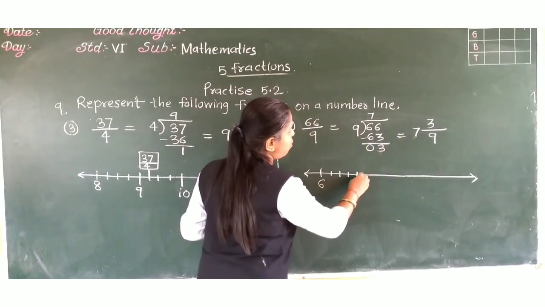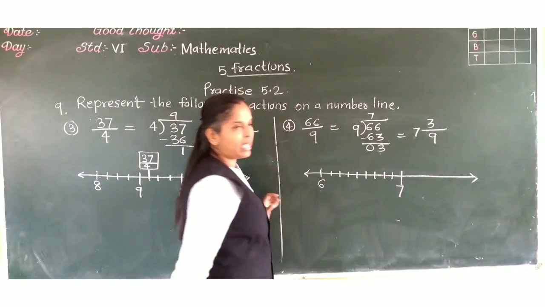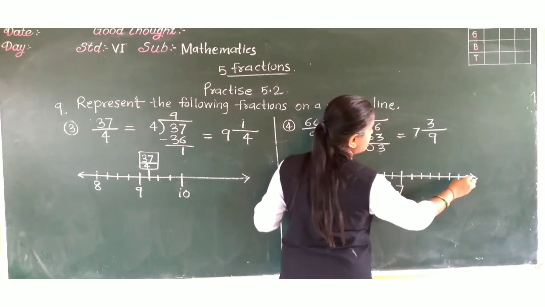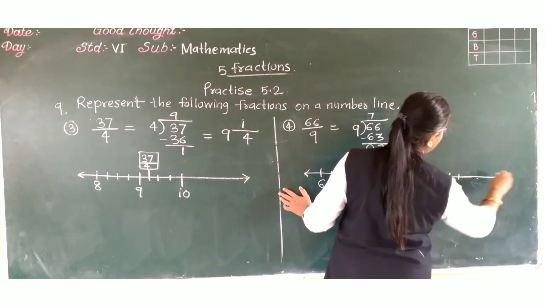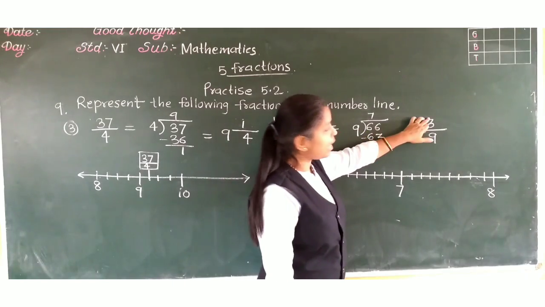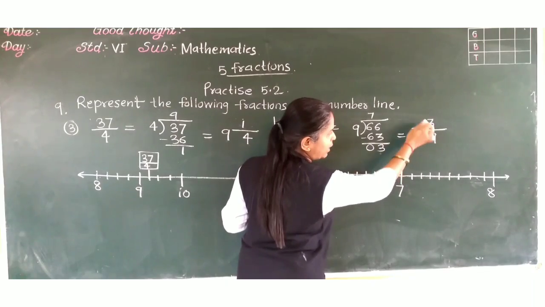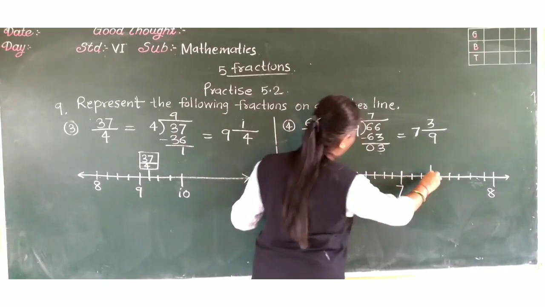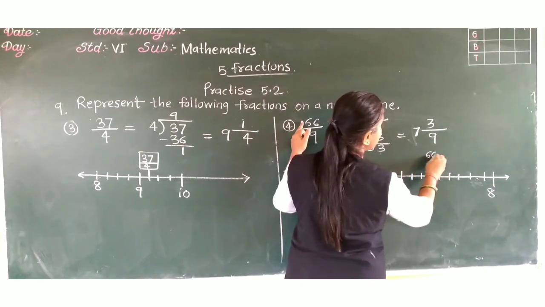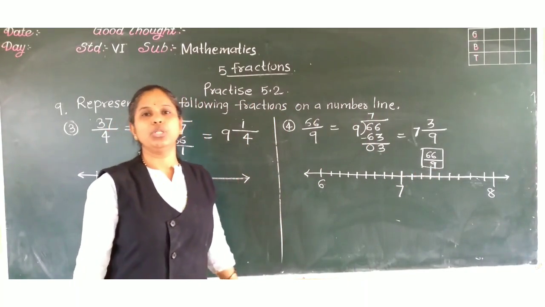1, 2, 3, 4, 5, 6, 7, 8, 9. Here what will be there after 6? Here on the 9th line 7 will be there. Then 1, 2, 3, 4, 5, 6, 7, 8, 9. On the 9th line 8 will be there. So after 7, the third line. See here how to find this 7 whole part. That is after 7, 3 upon 9. That is the third line. 1, 2, 3. So here this is nothing but what? 66 upon 9. So you can write 66 upon 9. Okay. In this way we have to show.